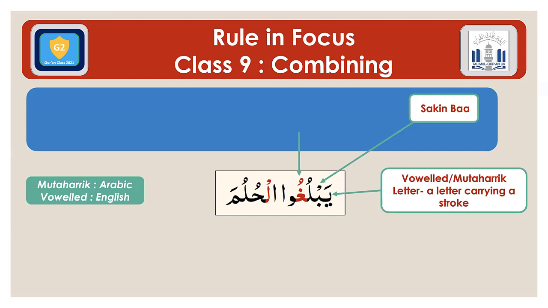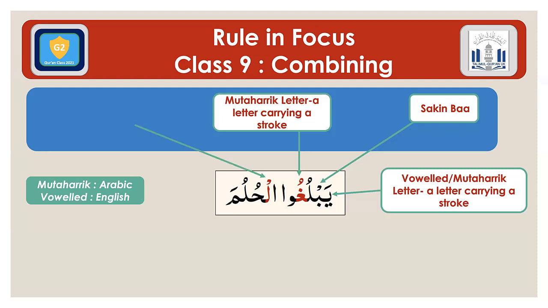Okay, so let's move on to this letter. This ghain. Now this is a mutaharrik letter. It's a letter that carries a stroke. I could just as easily have said a voweled letter. Okay, so this is a mutaharrik ghain. It's mutaharrik because it carries a stroke. Now let's just move on to this letter here. Okay, the lam that carries a sukoon. It's known as a sakin lam because letters that carry a sukoon are known as sakin. So what do we know? We know that we need to join the sakin letter to the most recent mutaharrik letter. So let's see what is the most recent mutaharrik letter. Let's move backwards from the sakin lam and look at this.